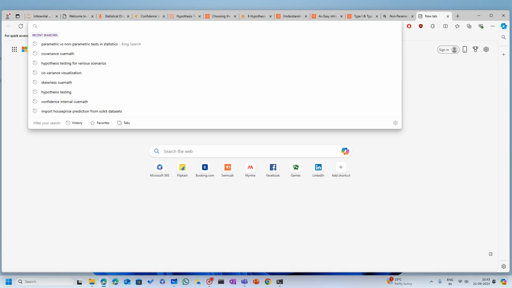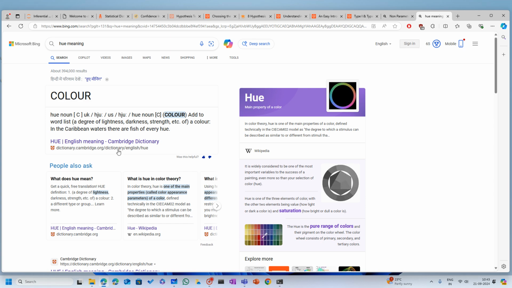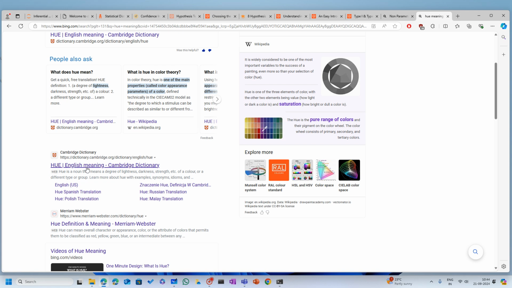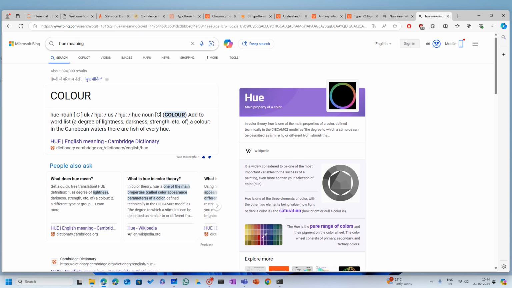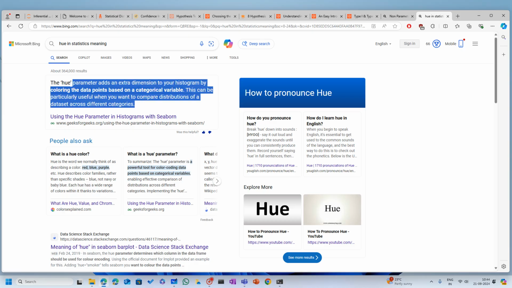You can look it up. Hue meaning, it stands for color, variations of colors. But in statistics, you can see hue is just a parameter that adds an extra distinction, an extra dimension to your categorical data or numerical data, whatever it is. It just adds additional differentiation.